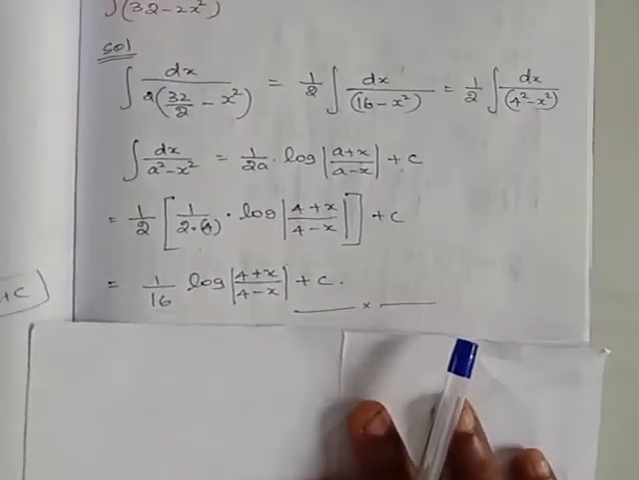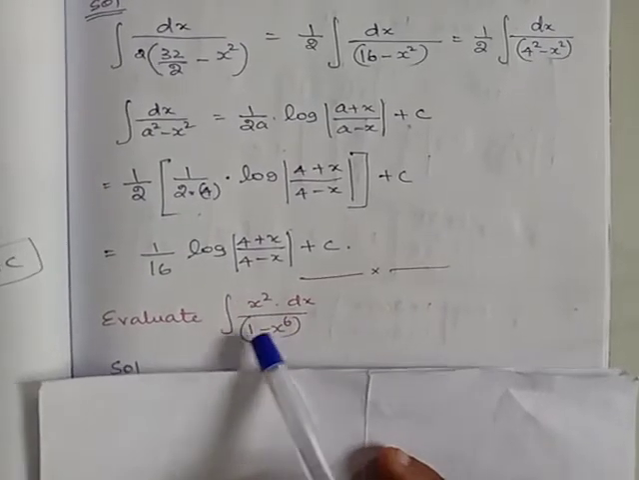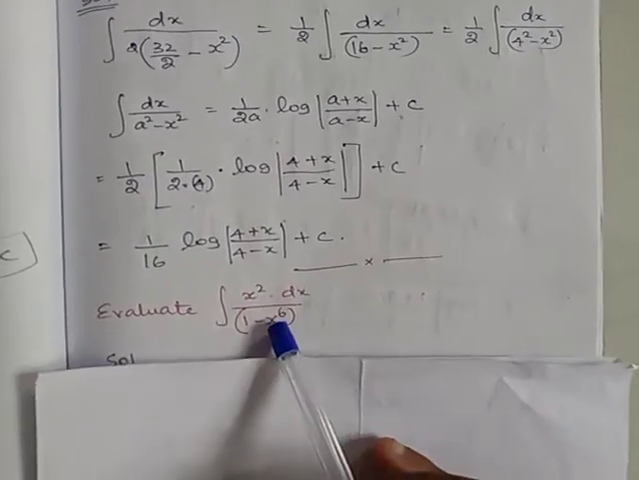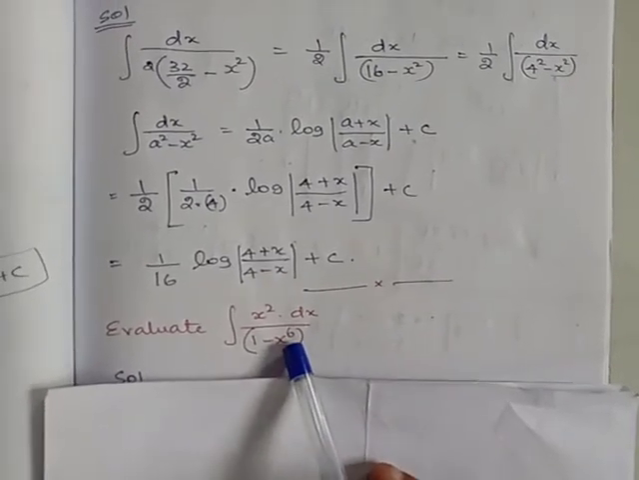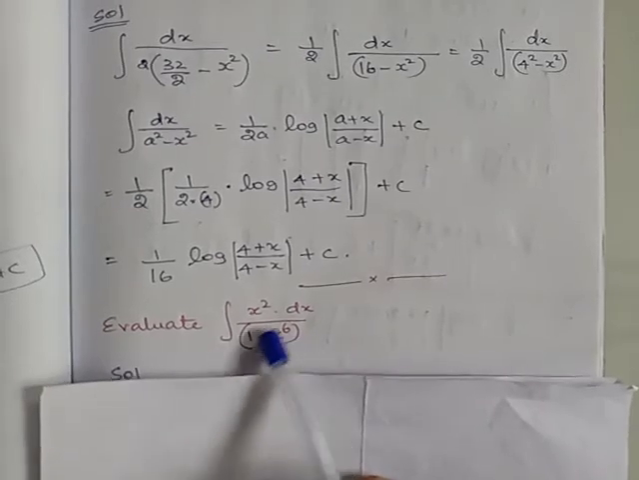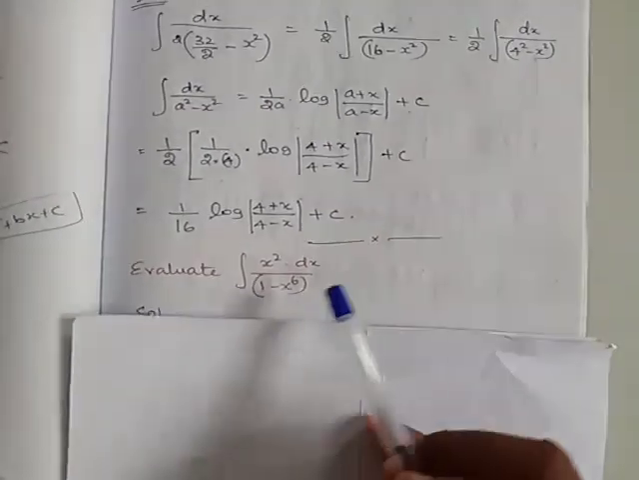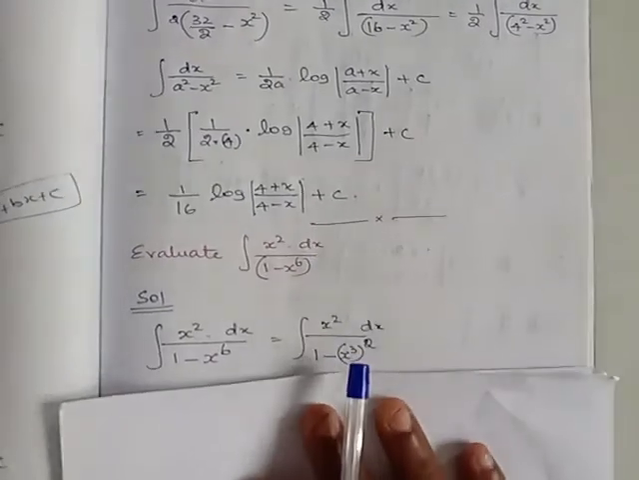Now we move on to the next question. Evaluate the integration of x square divided by 1 minus x power 6 dx. Here it is not in the quadratic form, but it can be converted in terms of quadratic. This x power 6 can be written in the form like this.